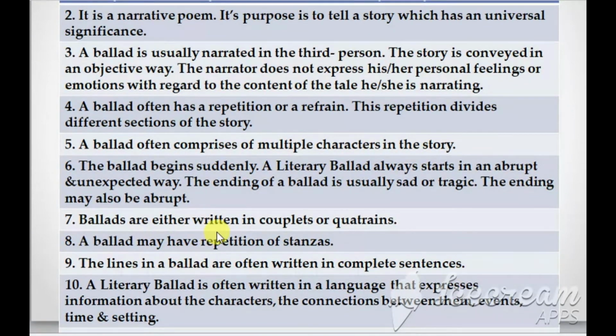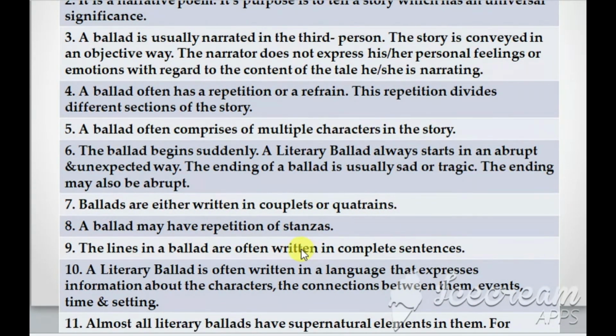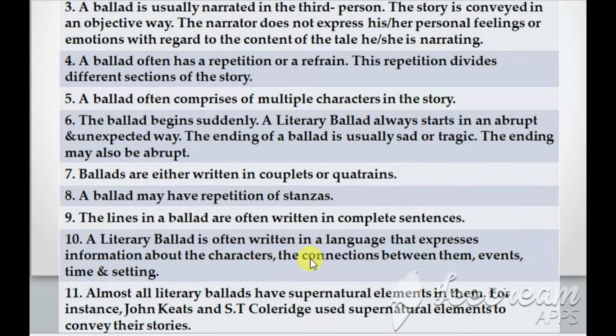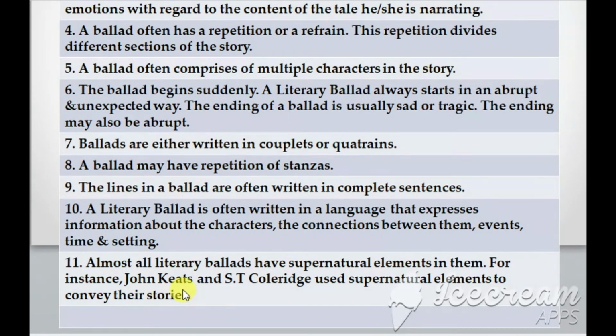Literary ballads are either written in couplets or quatrains. Such a ballad may have repetition of stanzas. The lines in a literary ballad are often written in complete sentences, and a literary ballad is often written in a language that expresses information about the characters, the connections between them, events, time, and setting. Almost all literary ballads have supernatural elements in them. For instance, John Keats and Samuel Taylor Coleridge used supernatural elements to convey their stories.